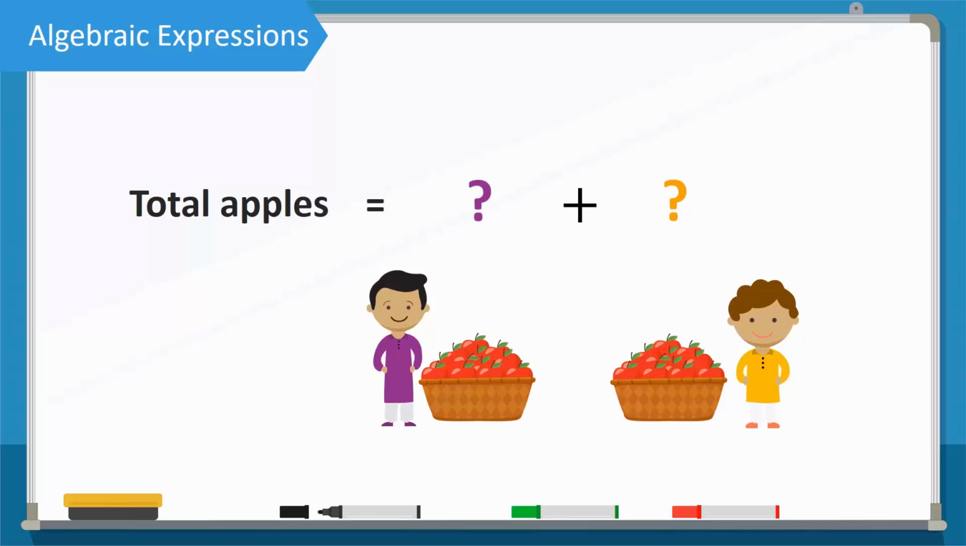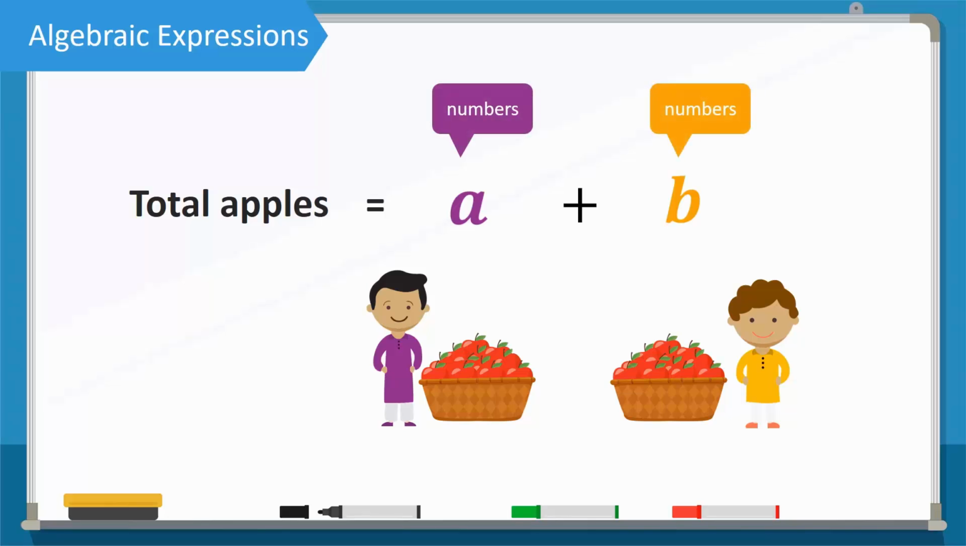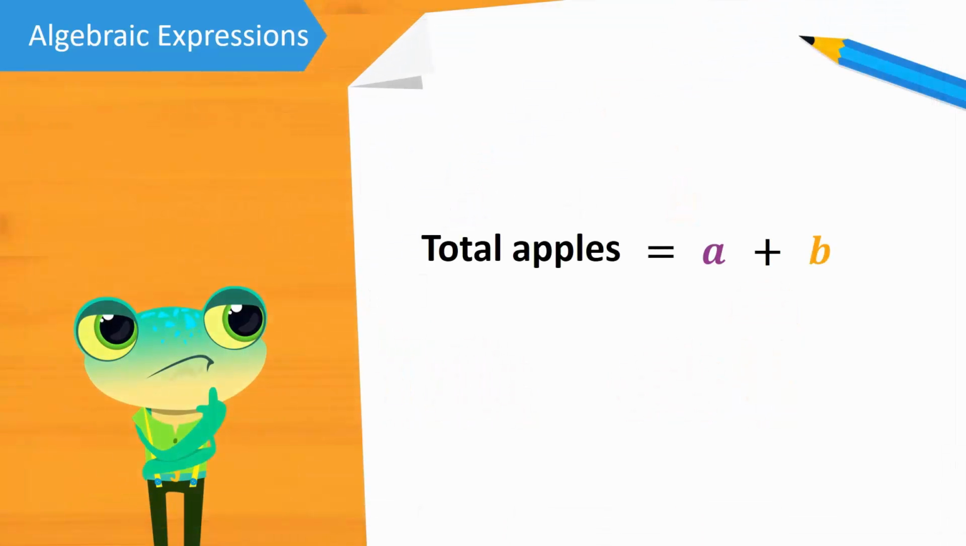We say that the number of apples Abdul has is A, while the number of apples Badr has is B. We don't know what A and B are, but we do know that they are numbers. Then, the total will be A plus B. This forms an expression for the total number of apples.